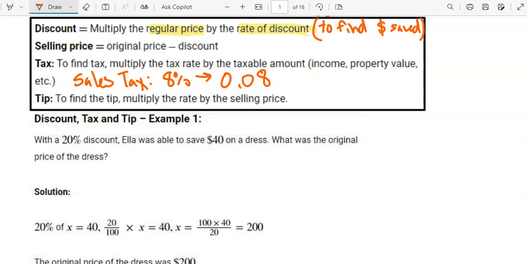Tip. To find the tip, multiply the rate by the selling price. And tips usually range between 10% and 25%.